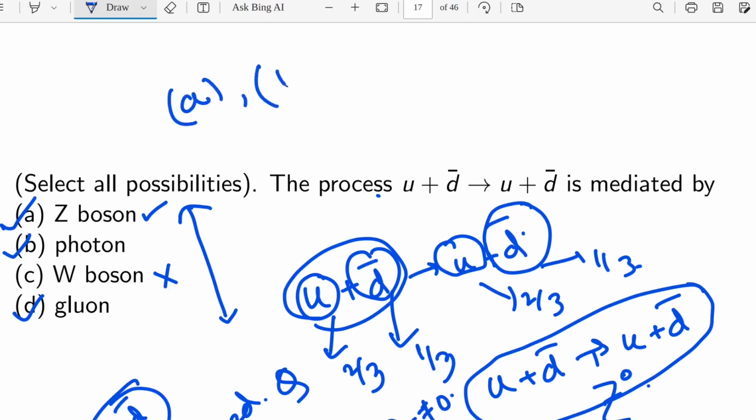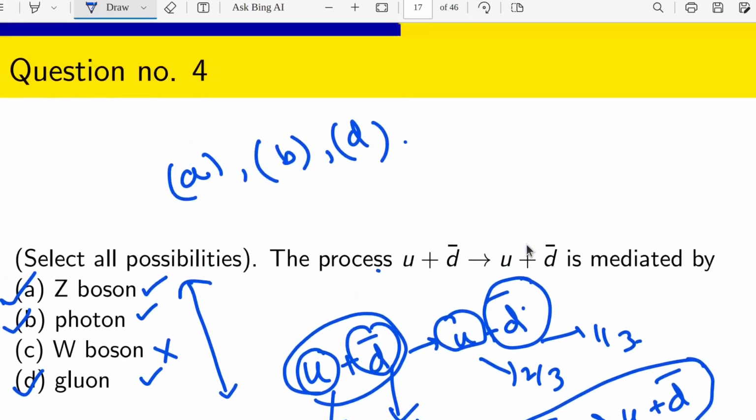A, B and D. Because in the question it says select all possibilities. That means we have to see the maximum number of options applicable in this process. The process U plus D bar going to U plus D bar is mediated by Z boson, photon, gluon, and the W boson will not be the correct one. Okay, so this is question number 4.